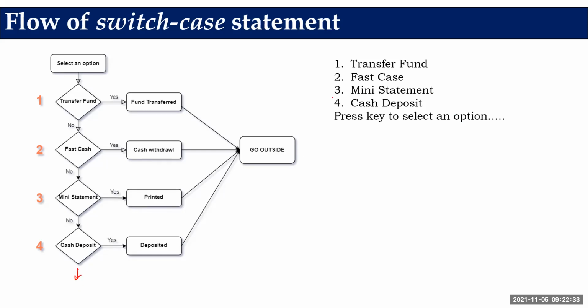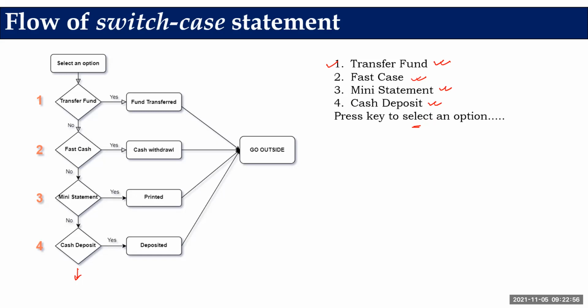Here I have given certain options: select a key from that list. If you press 1 on your keyboard, it will open the transfer fund option. If you select 2, the first case option will come in front of you. If you select 3, the mini statement will be shown. If you select 4, cash deposit will be shown.